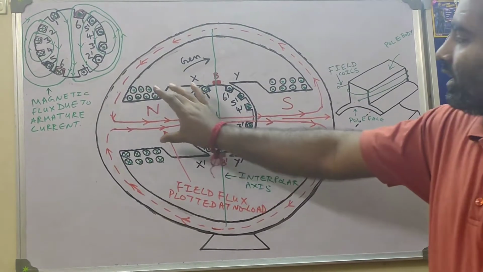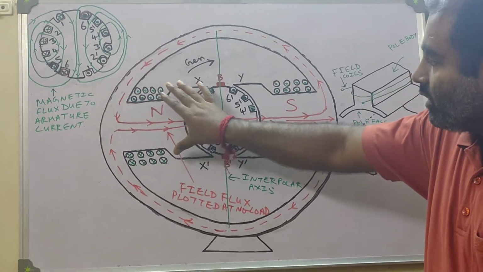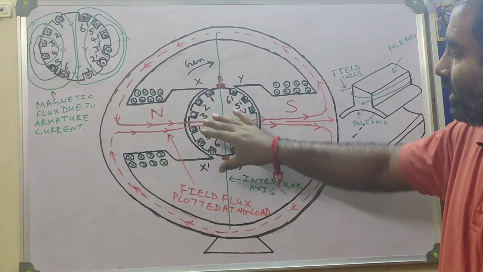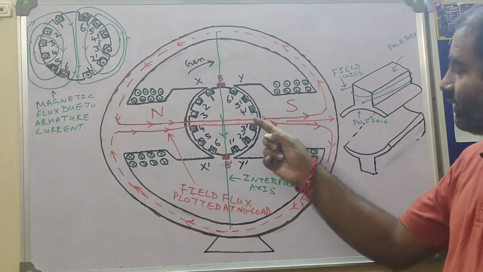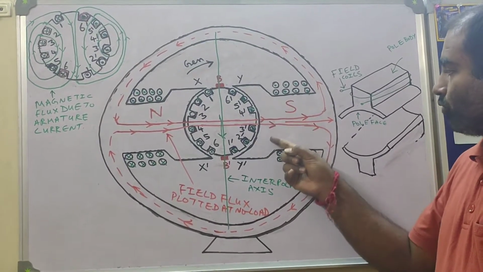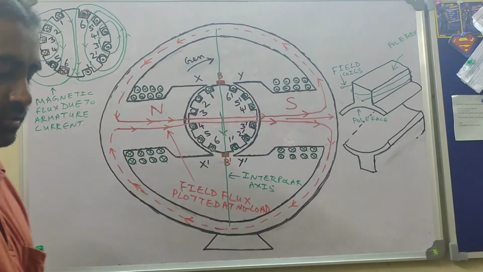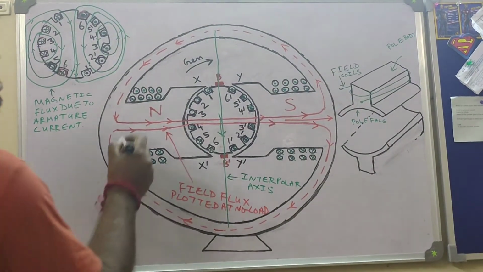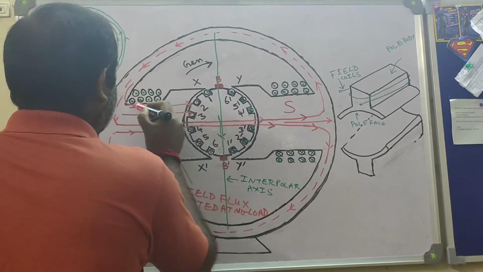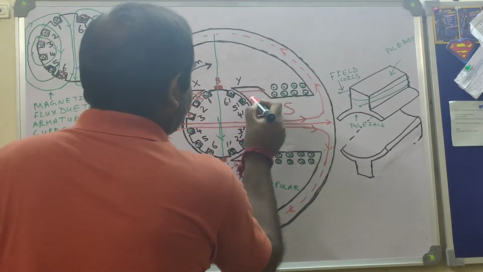So what do you find? In general, the lines of flux will leave the north pole face, that means this one, cross the air gap and enter the armature core. Again they will leave the armature core, cross the air gap and enter the south pole face, that means this one. So if you go on plotting the lines of flux corresponding to the field winding current, you will find that the lines of flux will be like this.